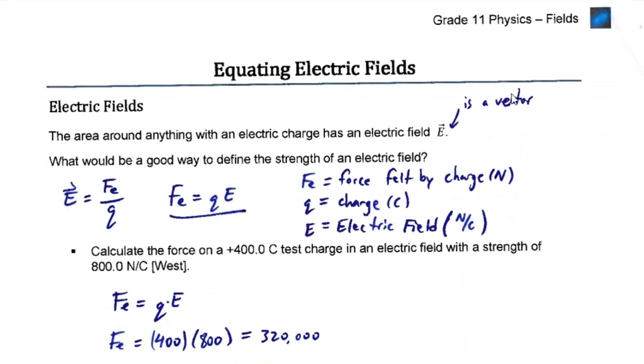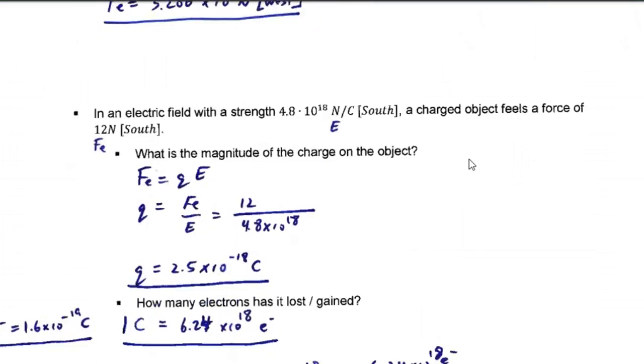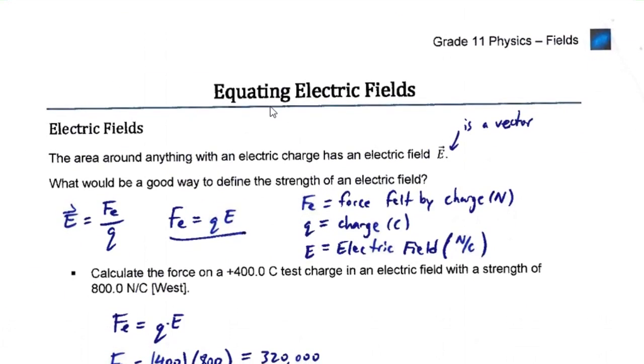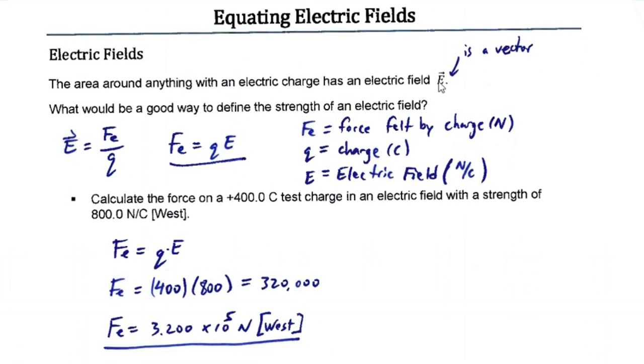At this point, I want you to go to your notes, and you'll be on page 6 of your notes. And so we're looking at equating electric fields here. The big thing to keep in mind here is that an electric field is in fact a vector, so it needs a direction when you are giving an answer or making calculations. You're going to need to know in what direction the electric field is facing and going towards.